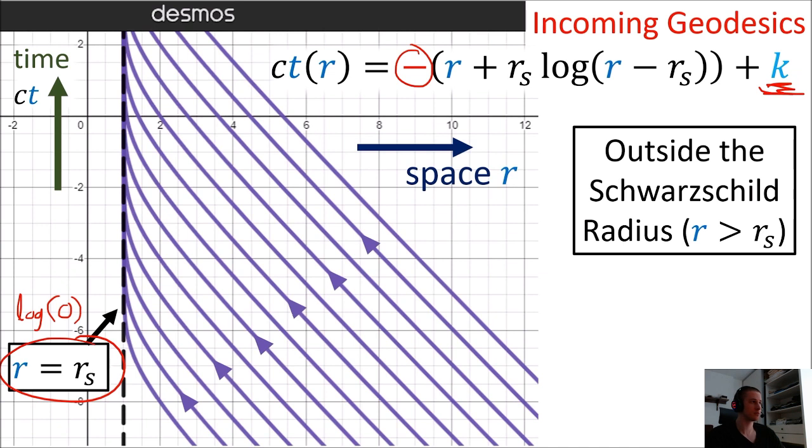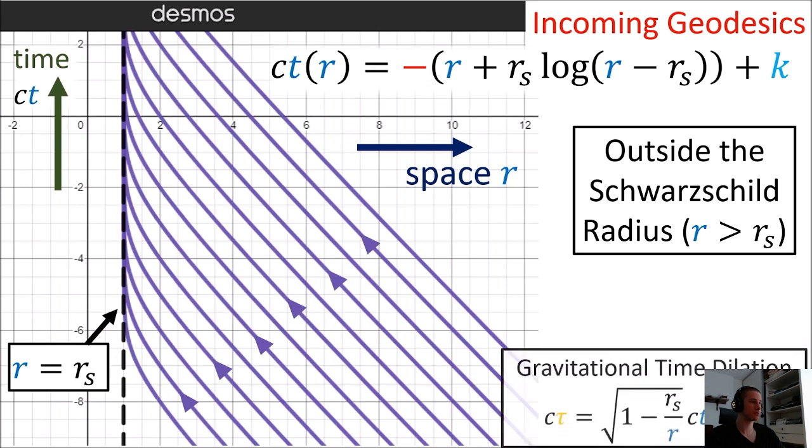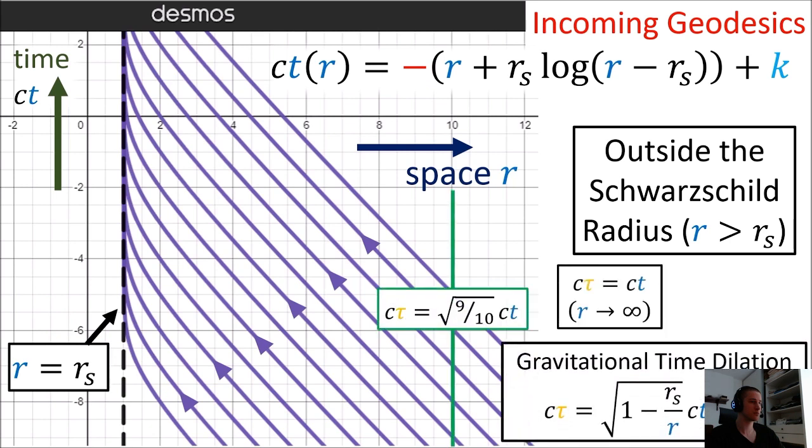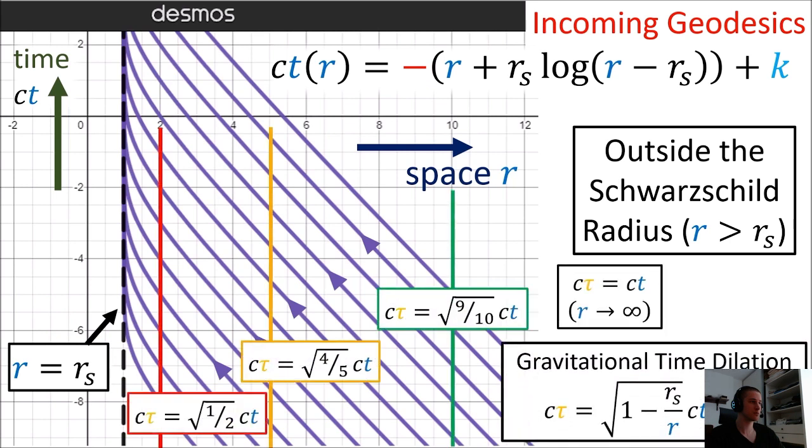Even if an observer far from the mass waits a really long time, gravitational time dilation means this long amount of time corresponds to smaller and smaller proper times for objects near the Schwarzschild radius. Clocks here tick slower and slower, such that nothing will ever cross the Schwarzschild radius from the perspective of an outside observer. Things will just freeze slightly before the crossing point.